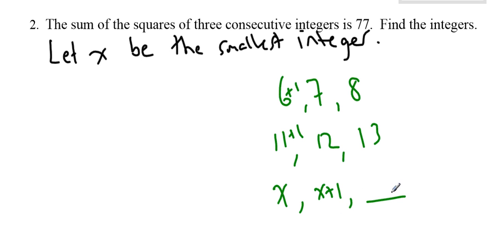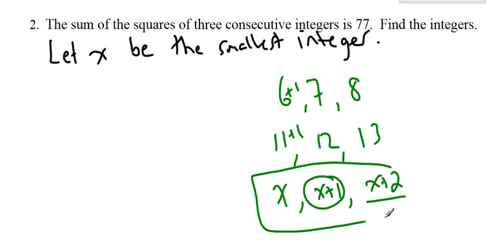And what would the next integer be? You could say x plus 1 plus 1. So we take this number and add 1. But who says x plus 1 plus 1? People who haven't learned how to collect like terms. It's just x plus 2. So 3 consecutive integers will always look like this.